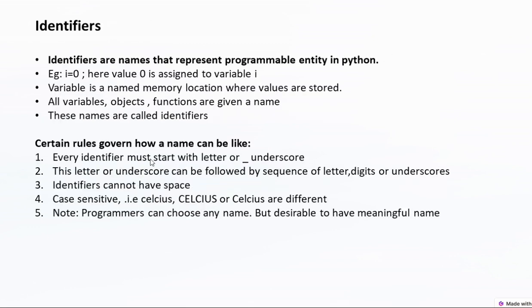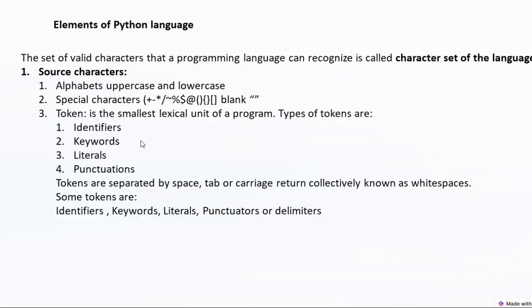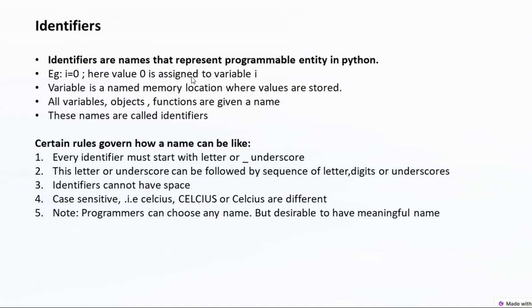Okay, so let's first go to identifiers. What are identifiers? Identifiers are nothing but the names that represent the programmable entity in Python. For example, if I say I is equal to 0, 0 is a value which will be assigned to I. I is the variable. Now variable is a named memory location where the values are stored. So whatever we have, all the objects, all the functions, all the variables, they will all have a name. So these names are actually called identifiers.